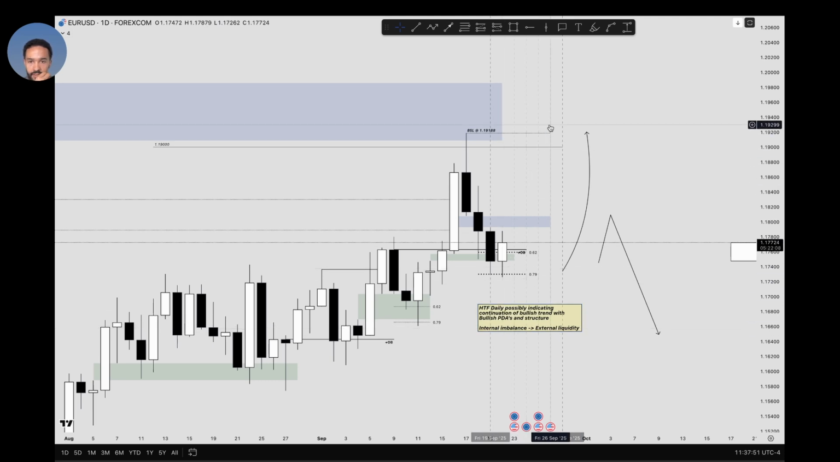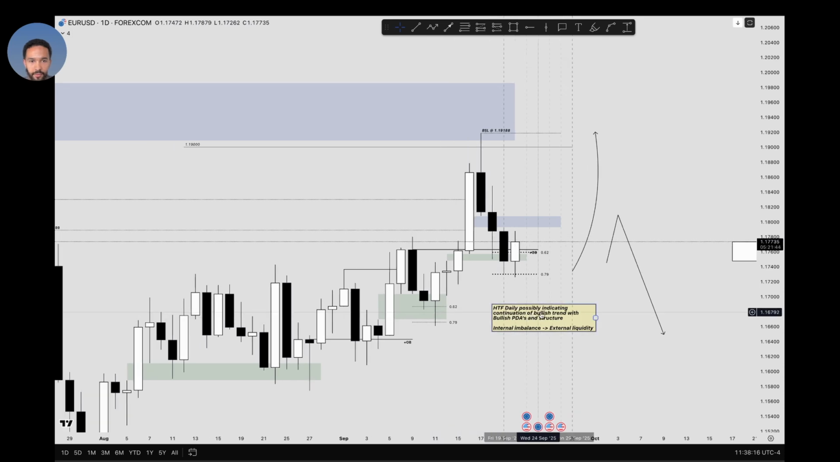So if you look at how price moves, it always moves towards internal imbalances and then heads back out again for external liquidity. So higher time frame daily, possibly indicating a continuation of the bullish trend with bullish PDAs or POIs if you call them, and structure, right? And this daily candle here, closing bullish, could indicate continuation and respect of this area.